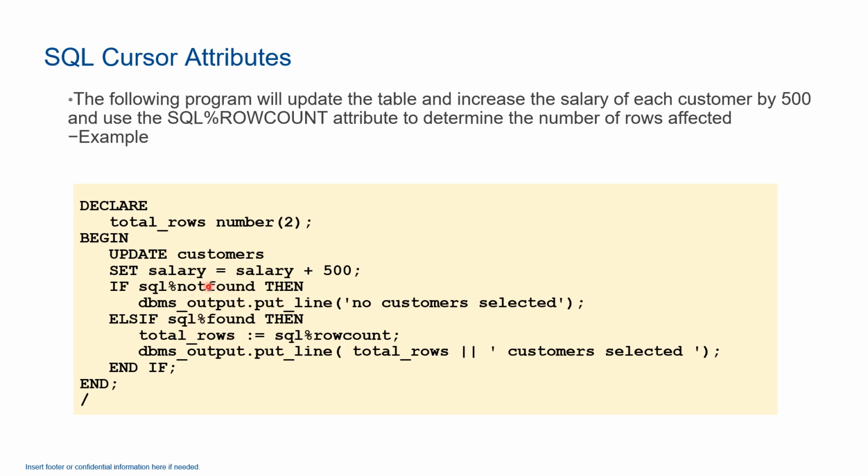Then total_rows will be SQL%ROWCOUNT. Suppose there are 10 rows to update in the customers table, and we are setting their salary plus 500. It will update all 10. It will check if SQL%FOUND is true, and total_rows, the row count, will be 10. So it will show customers selected as 10. So this is the main function of the cursor attributes. They can be used in any if-else to check whether there are any rows affected or not.